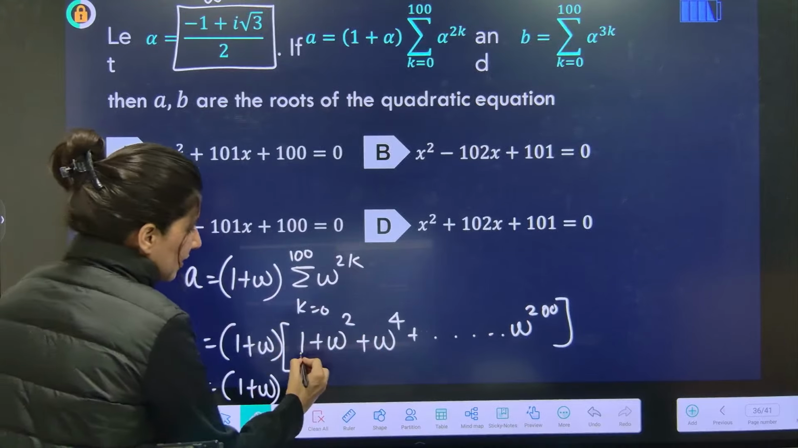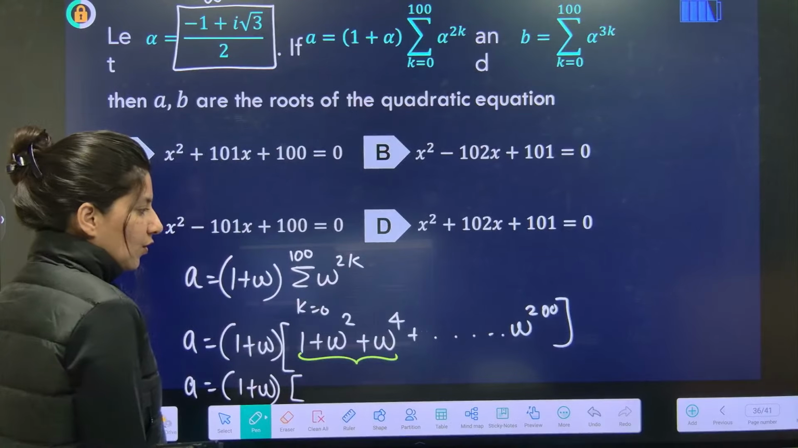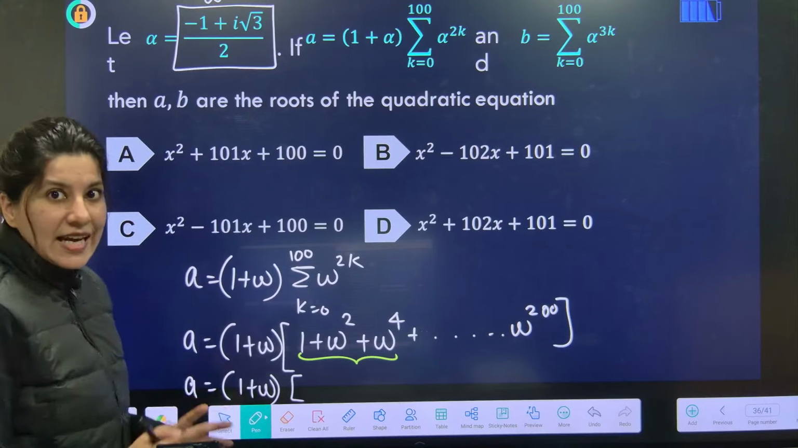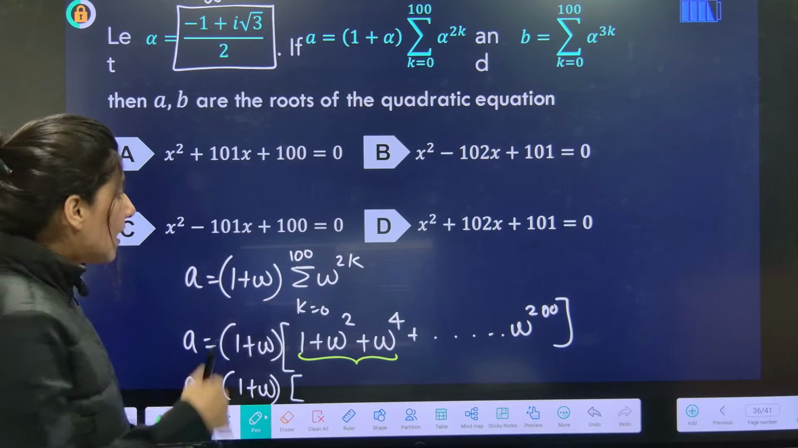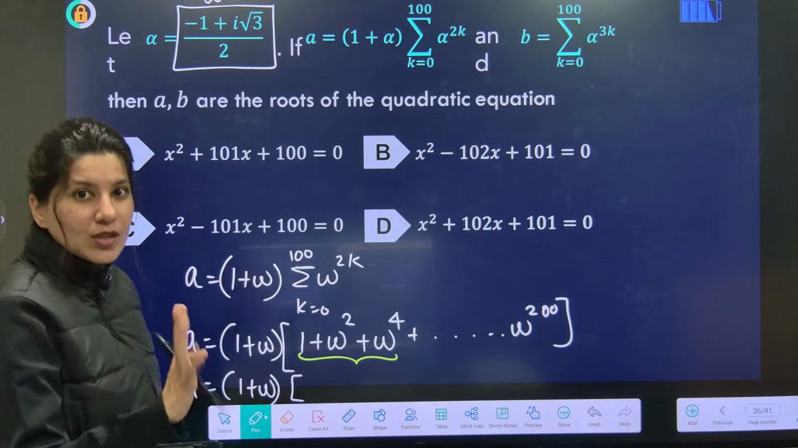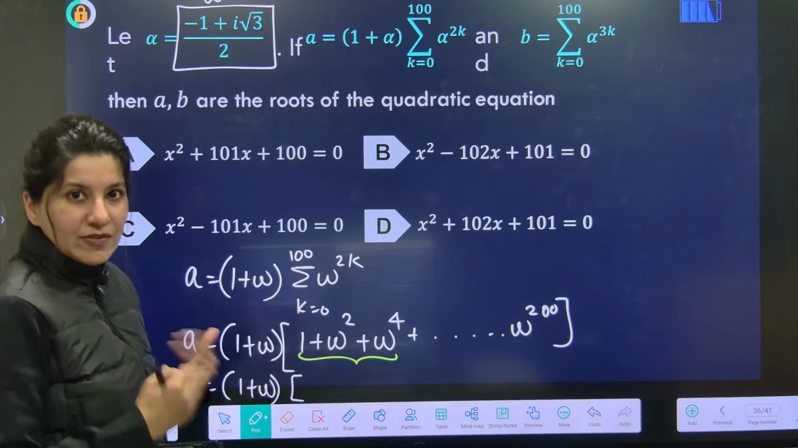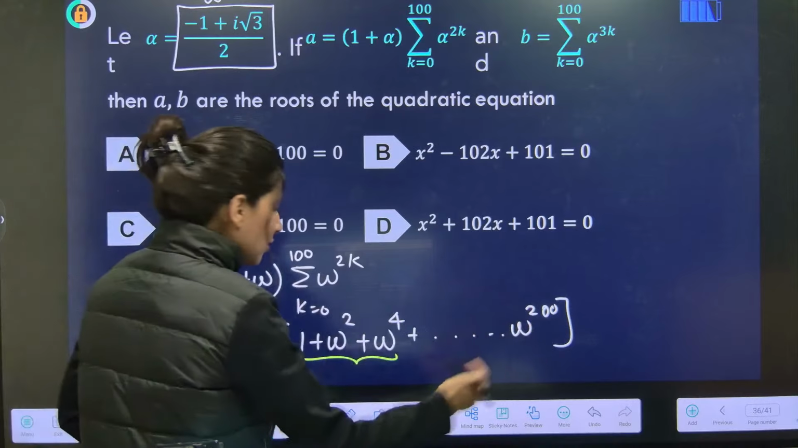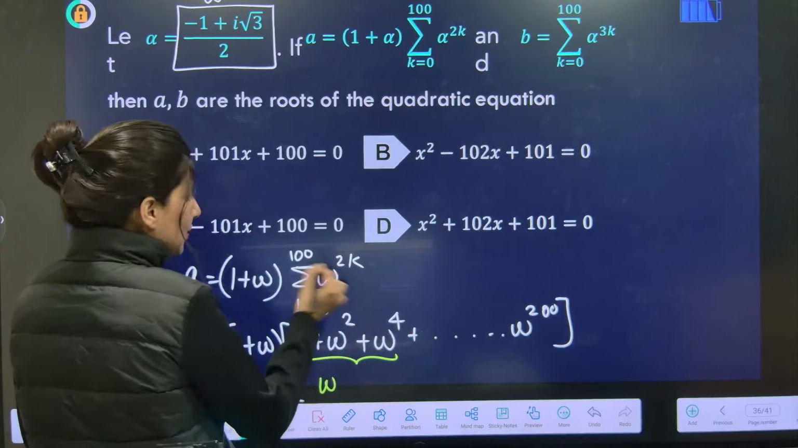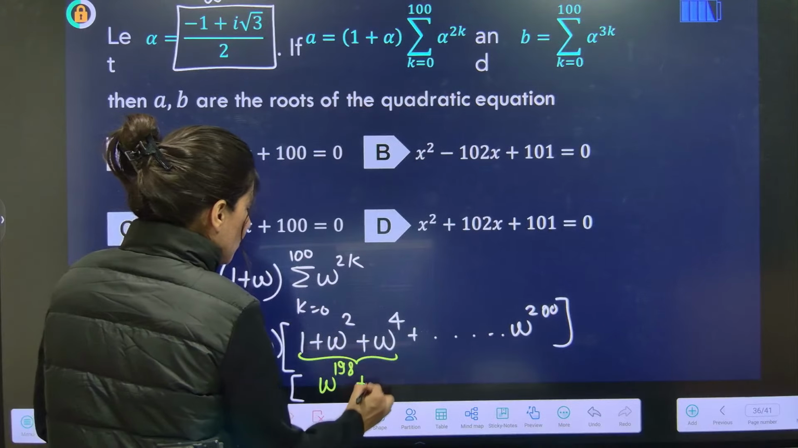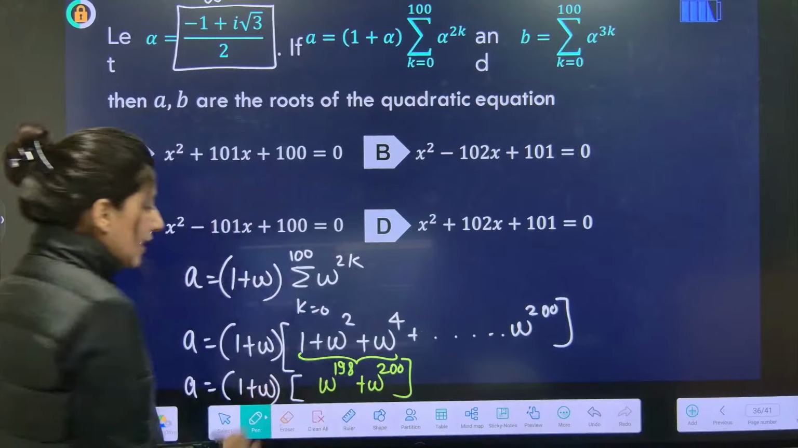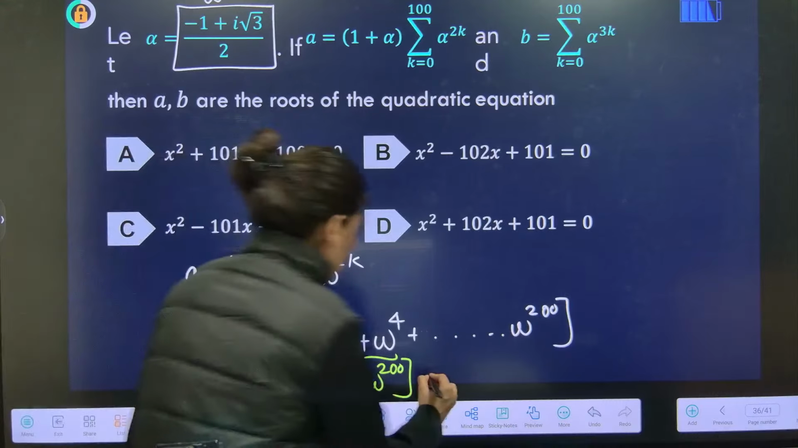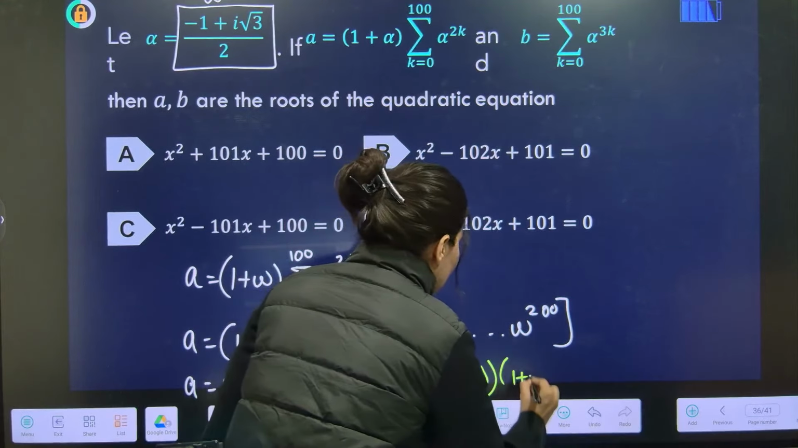A is going to be 1 plus omega, and then these three are going to be 0, so three pairs will be there. How many terms? 101 terms. So the first 99 terms will be 0, and we have to figure out the 100th and 101st term. The last terms will be left out, otherwise everything will be 0. So it is going to be omega power 198 plus omega power 200. 198 is a multiple of 3, so this is 1, plus omega square. So this is 1 plus omega and 1 plus omega square.